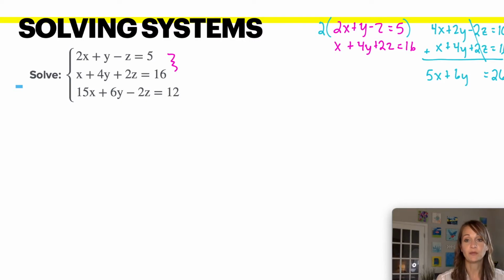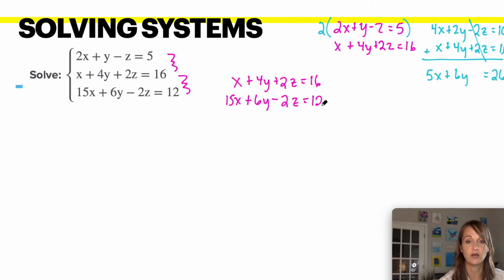You're going to say we have a problem, we still have 2 variables. Yes, we do. So therefore, you need to go back and choose 2 more equations to also eliminate the z. So I am going to now choose the second and third equation to eliminate the z, which will be very easy because a 2 and a negative 2 will already cancel each other. So if I take x plus 4y plus 2z equals 16, and 15x plus 6y minus 2z equals 12, and I add these together, I will get 16x plus 10y. The z's eliminate each other, giving you 28.